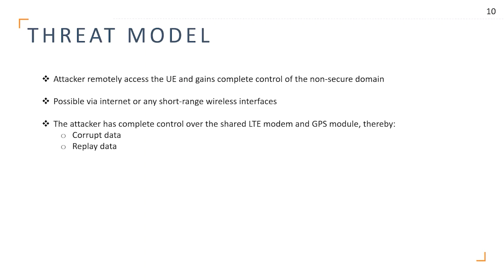As the LTE modem and GPS module are shared between the CV2X application and other standard smartphone applications, the attacker can corrupt or replay data to threaten the safety of passengers by providing wrong information for the safety critical applications. Or they can just bombard the modem and the GPS module with requests to cause a denial of service.